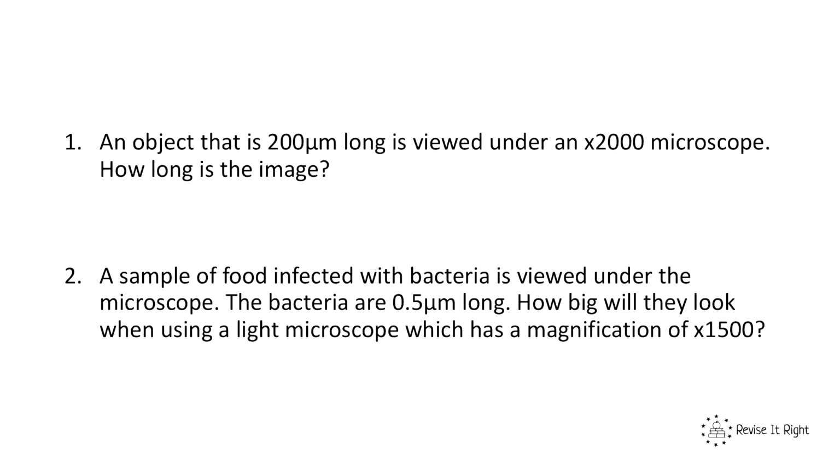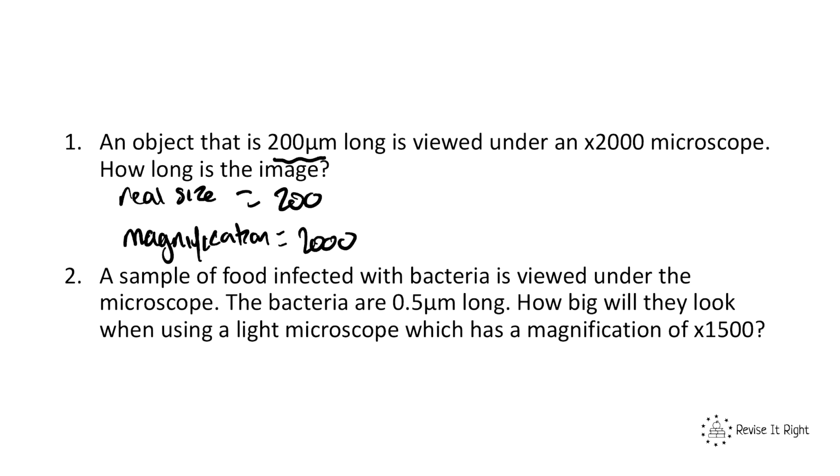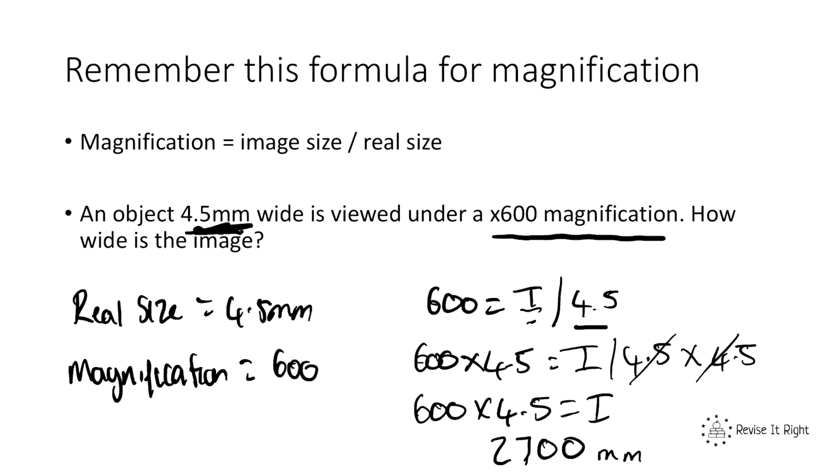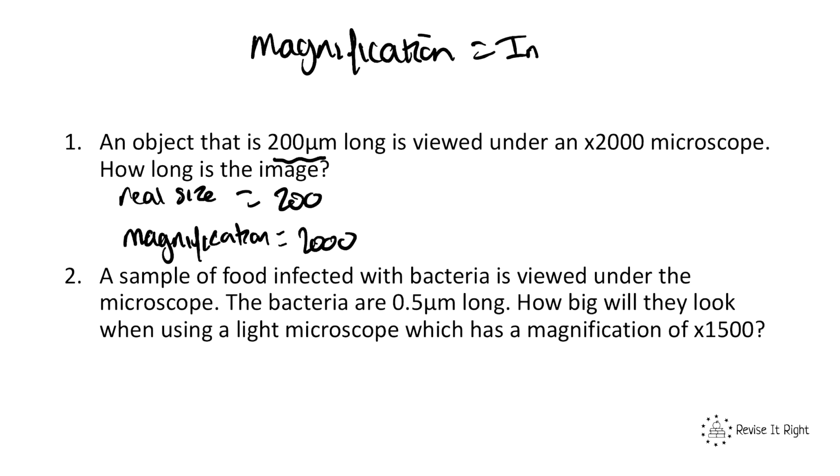Okay, so let's go through. An object that is 200 micrometers long is viewed under a microscope of ×2,000. How long is the image? So again, write down the values we know. The real size is equal to 200, and the magnification is equal to 2,000. Also it might be a good idea to rewrite the equation above so you don't forget it. Magnification equals image size over actual size.